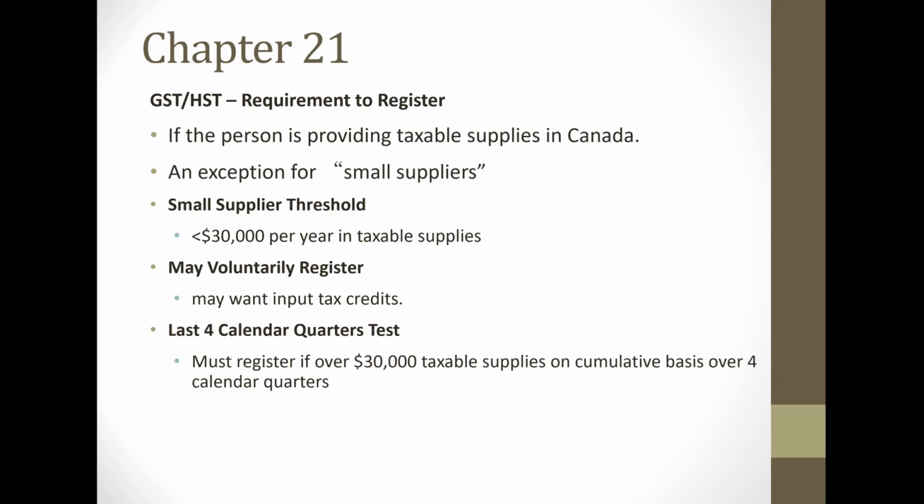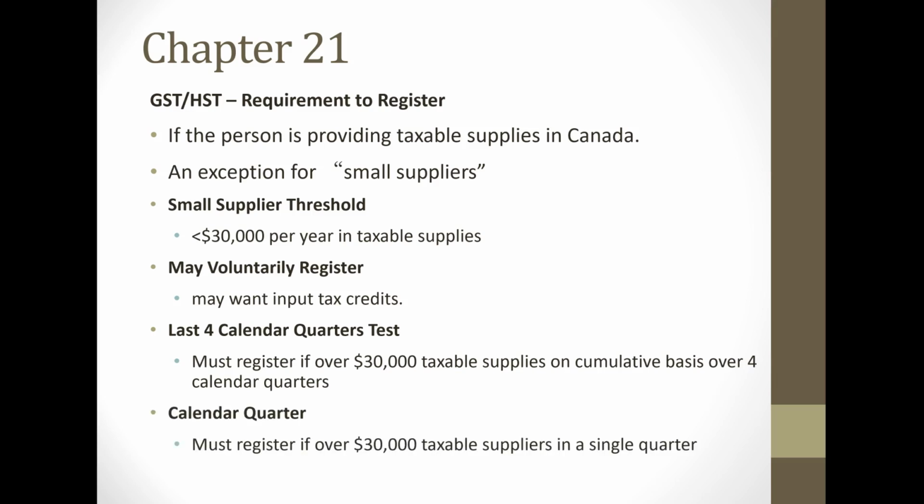Now, how do we test this $30,000 per year? There's two tests. There's a most recent, or last 4 calendar quarters test. If in the last 4 calendar quarters, the taxable supplies are over $30,000 cumulatively, then you need to register and start collecting GST/HST. There's also a single calendar quarter test, which says that if within a single calendar quarter, the amount of supplies is over $30,000, then you need to register as well. What we'll do is we'll look at some examples of these two tests.